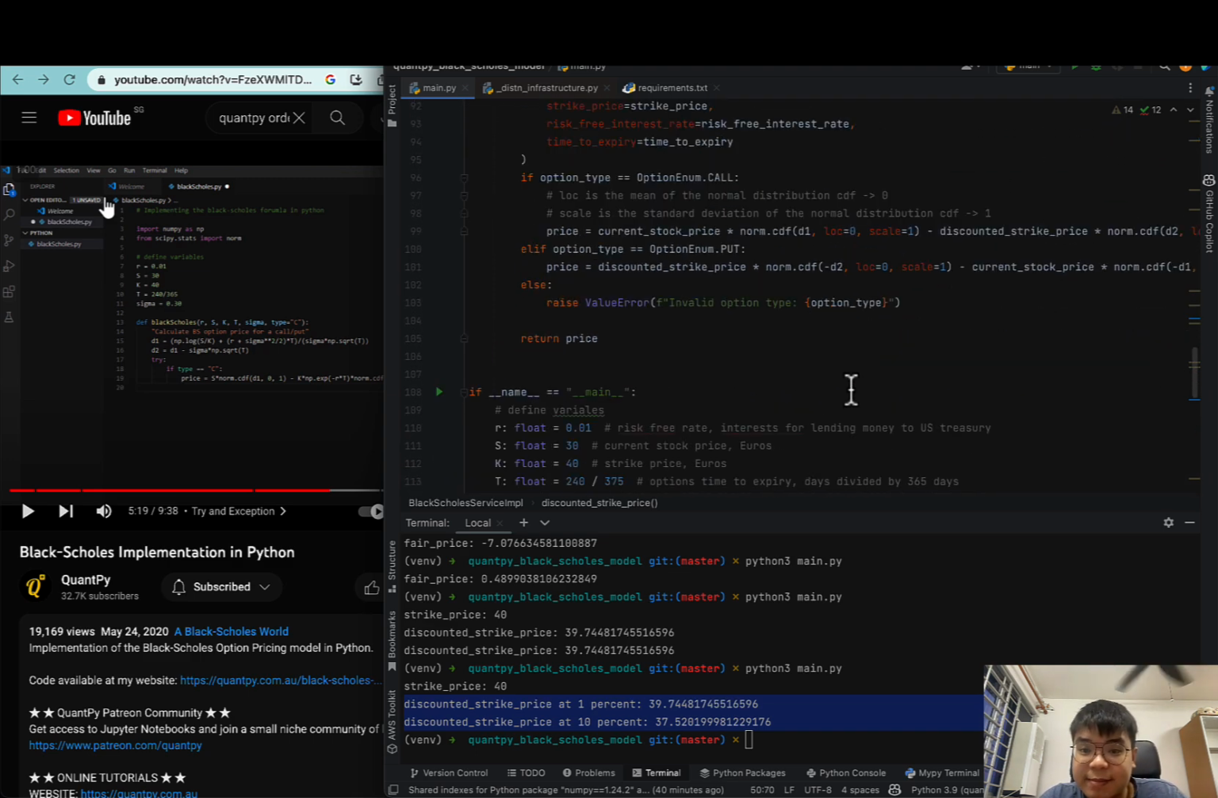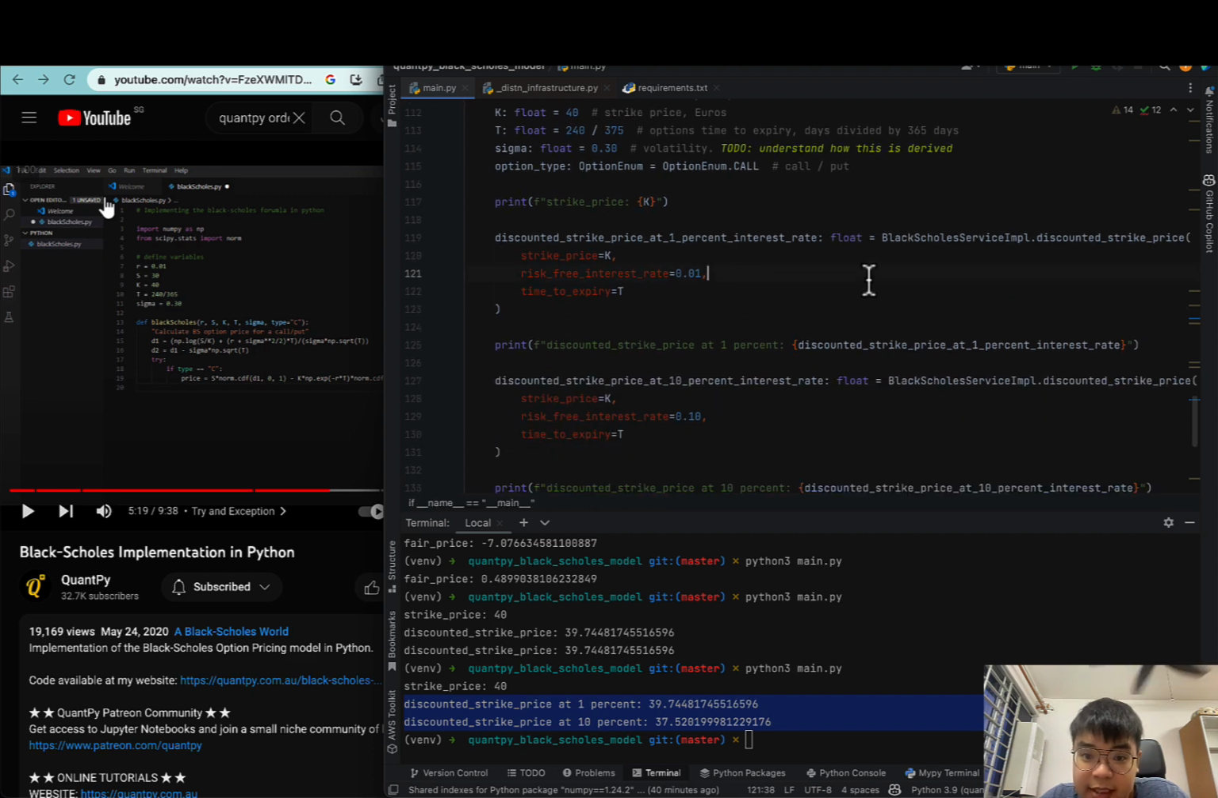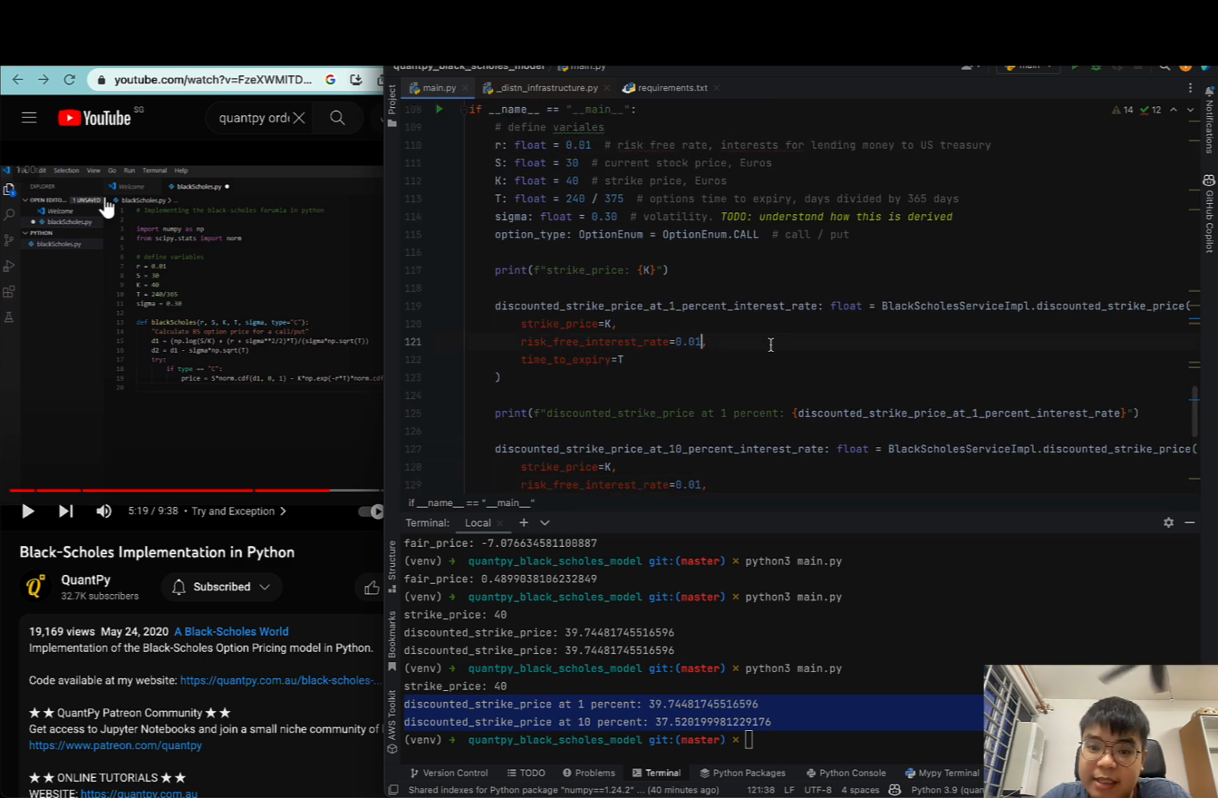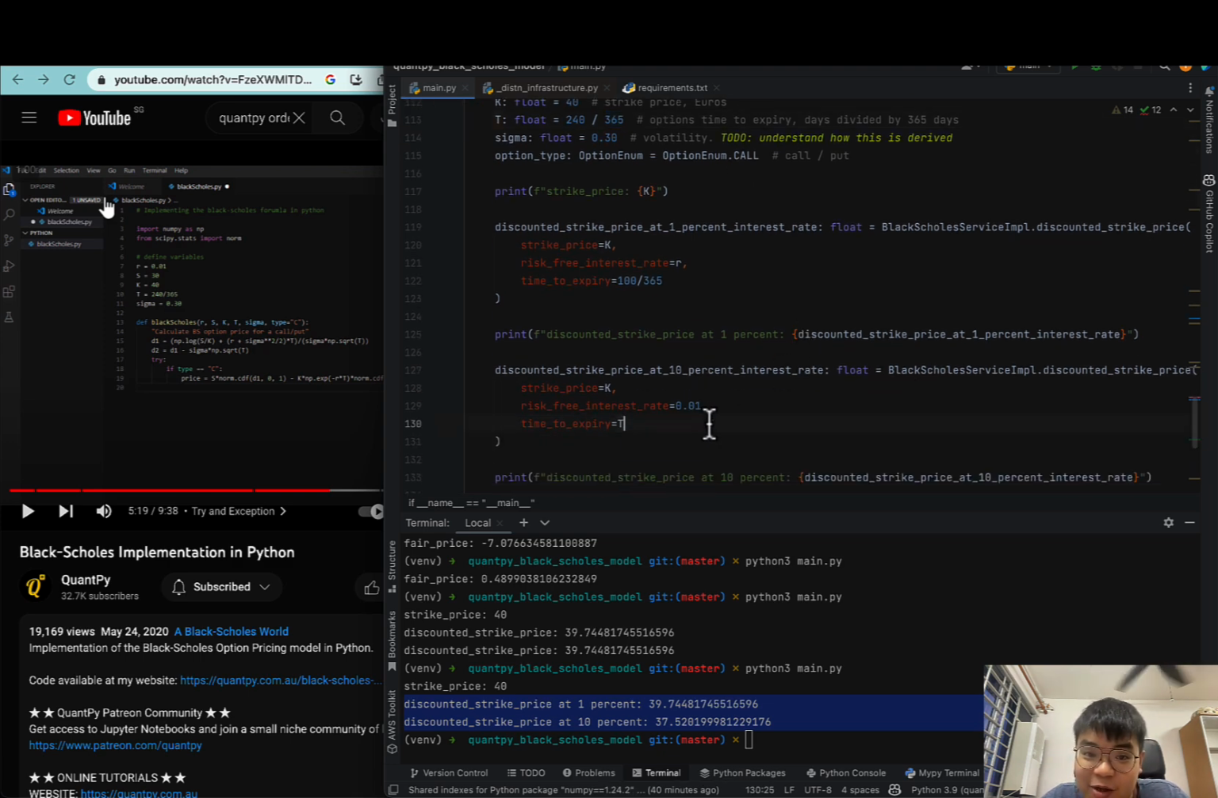Okay, so let's do the same experiment. And this time we keep the interest rate at 1%. But instead we set the time to expiry here to be, let's say, 100 divided by 300, and oh, that explains the difference between us and what Jonathan got. I divided it by an incorrect denominator.